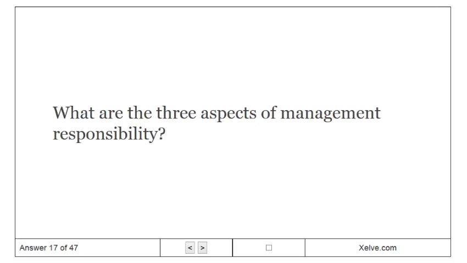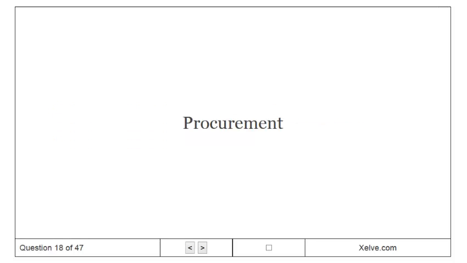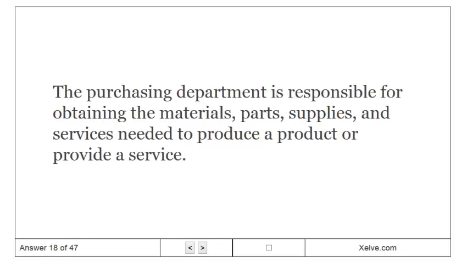Legal, economic, and ethical. What are the 3 aspects of management responsibility? Procurement. The purchasing department is responsible for obtaining the materials, parts, supplies, and services needed to produce a product or provide a service.